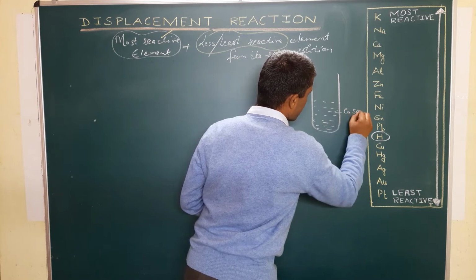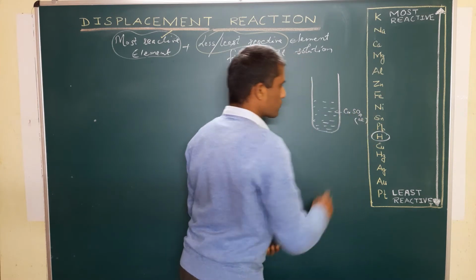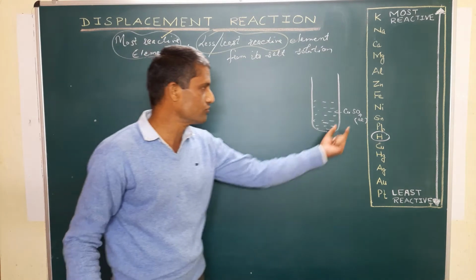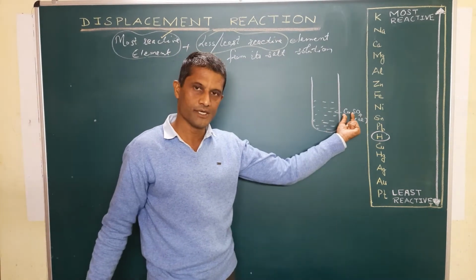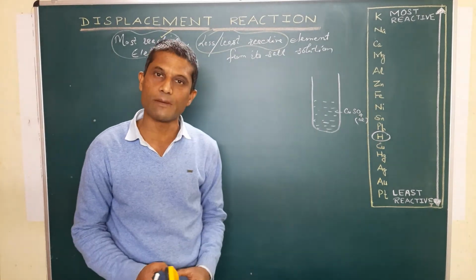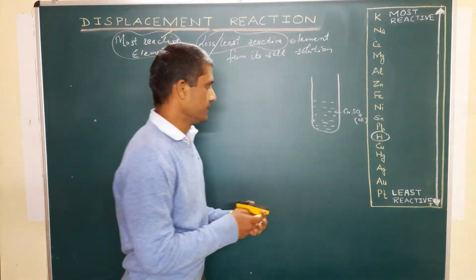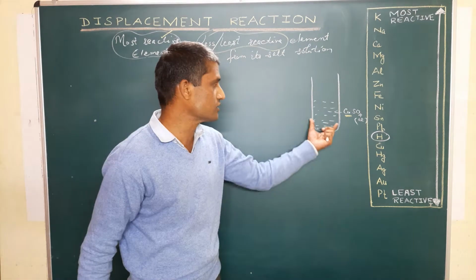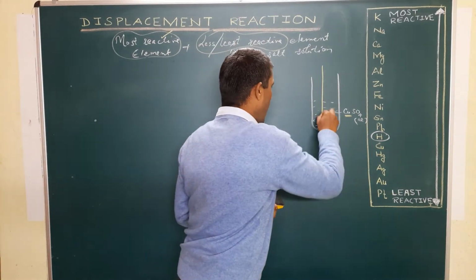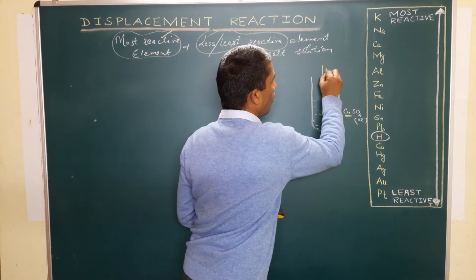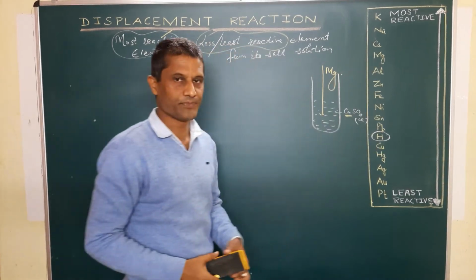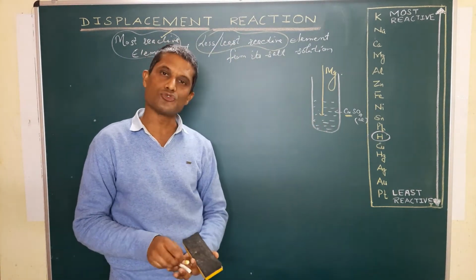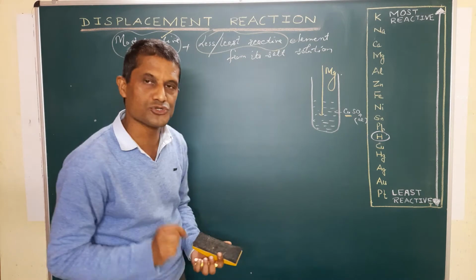An aqueous solution of copper sulfate, a salt solution having copper in it. This has blue color due to the presence of cupric ion. Yes, it has cupric ion, and that is why it imparts blue color to the solution. Now I am adding a piece of magnesium into it. Magnesium is being added into the aqueous solution of cupric sulfate.